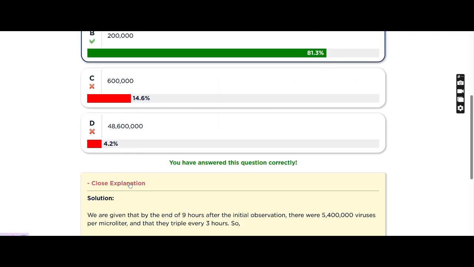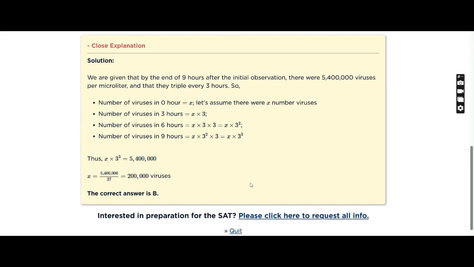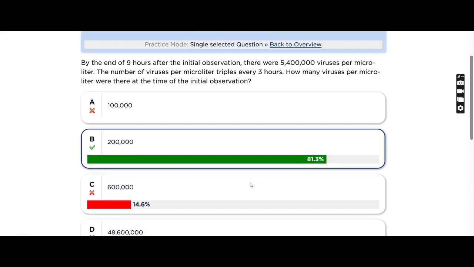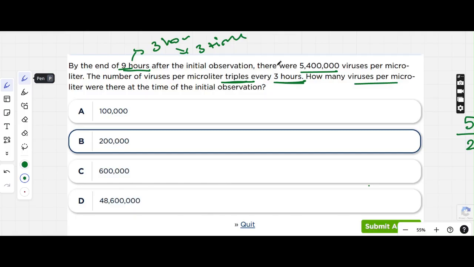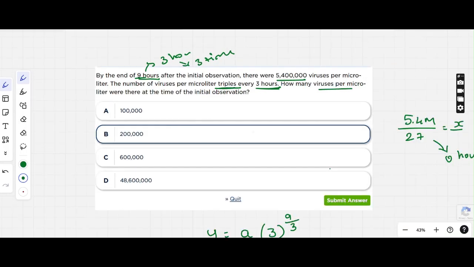And you can even see the open explanation right here, and you're going to get a better context about how this problem is being solved.